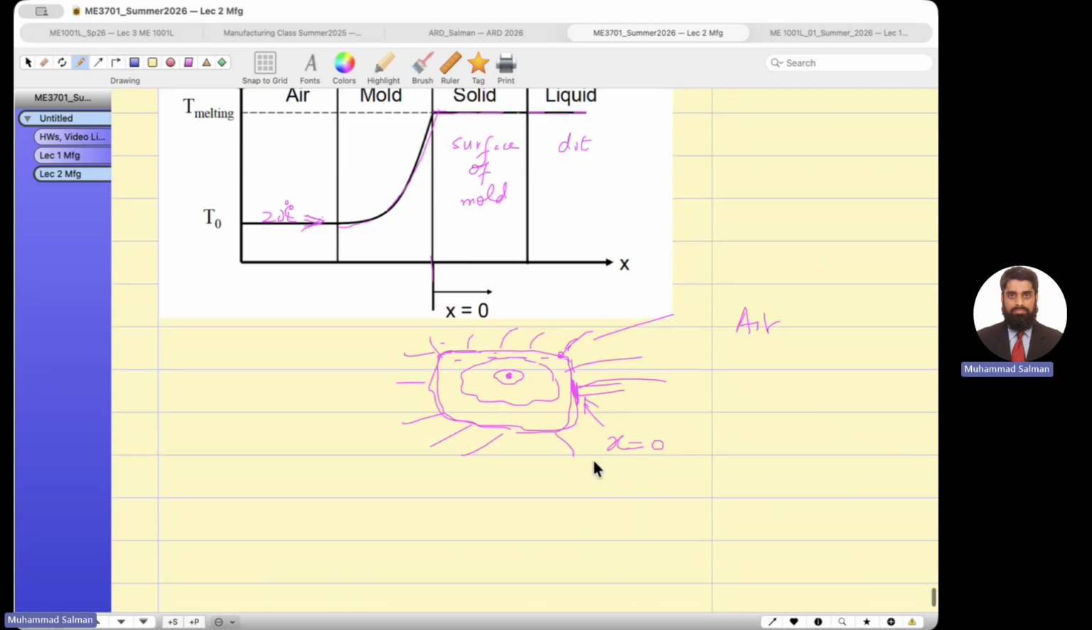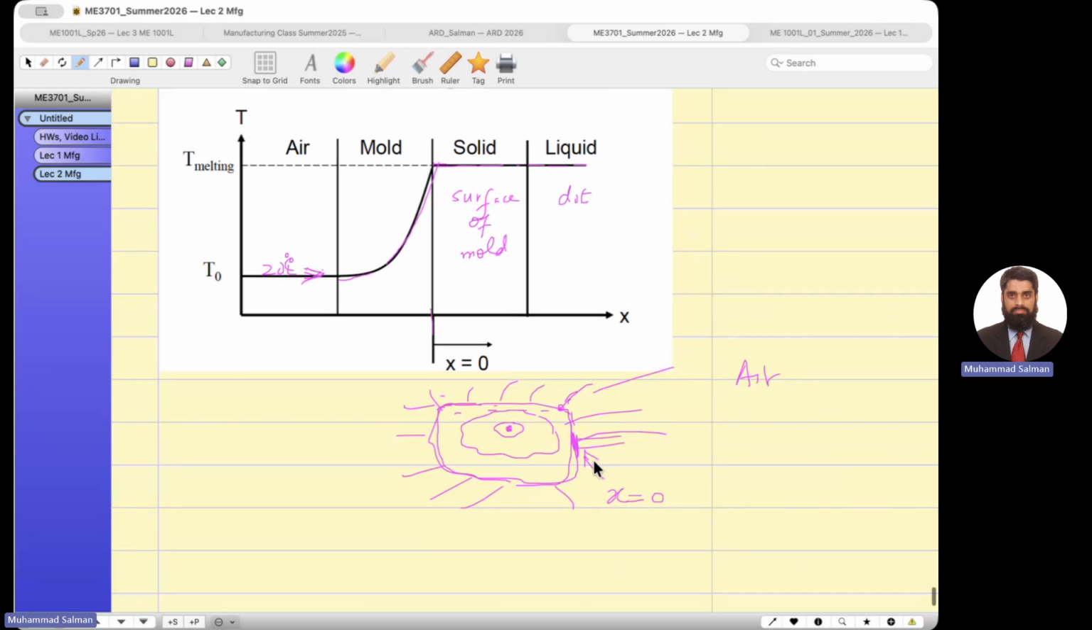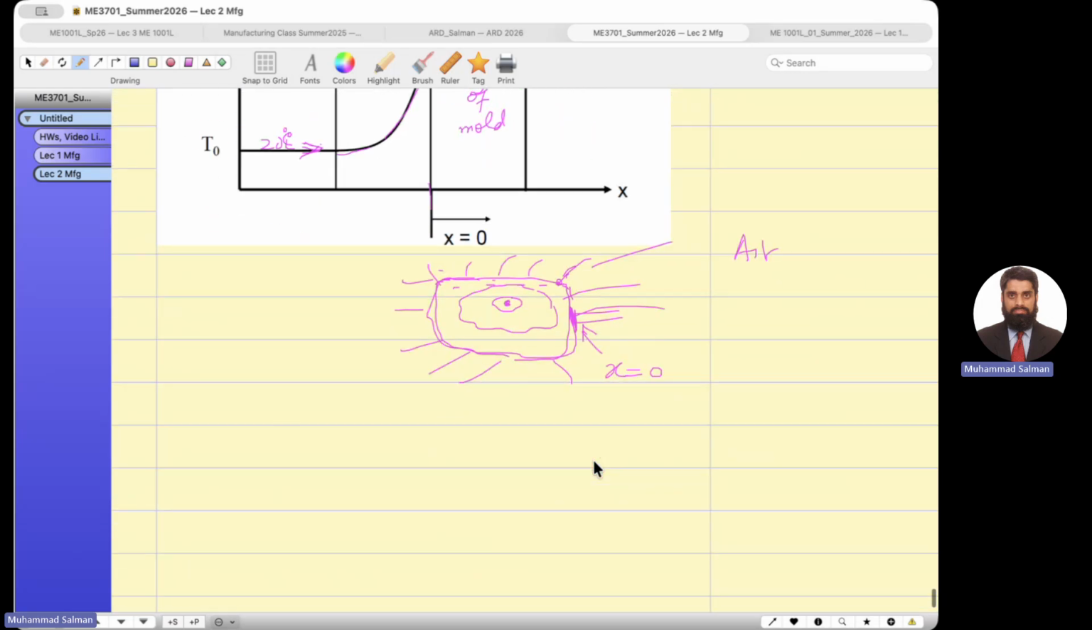Now can you tell me, this is a sand mold, what happens if I change it and put a steel die, and this is inside the cavity, whatever, this is steel.